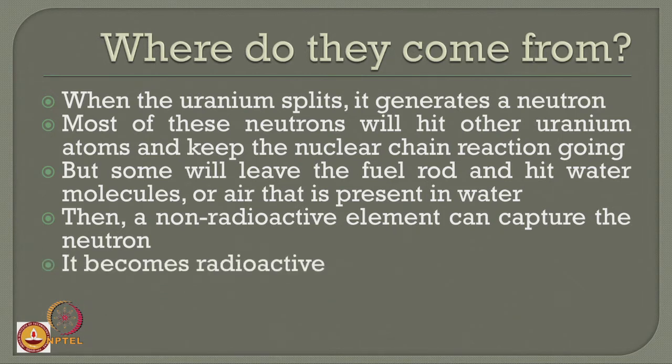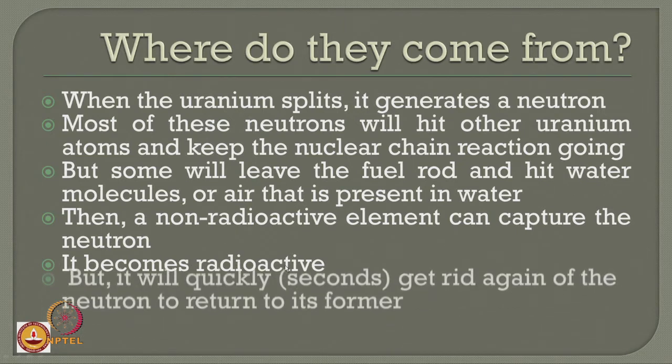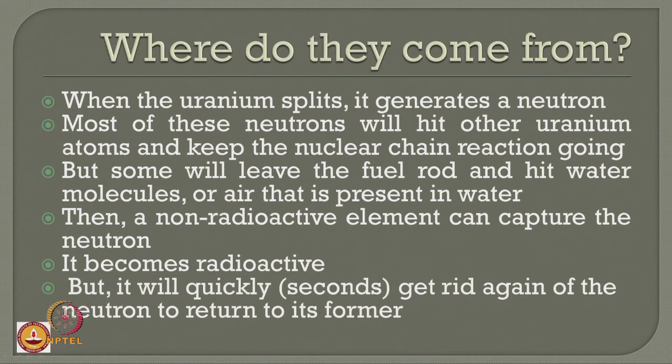So, there is a catch here. When the uranium splits and generates neutrons, some of them leave the fuel rod and can hit water, come in contact with a non radioactive element, and now it can become a radioactive element. But it will quickly get rid of the neutron and return to its former state within seconds. Even though the reaction is semi active, they become harmless, because they split and become non radioactive very quickly, maybe within seconds.